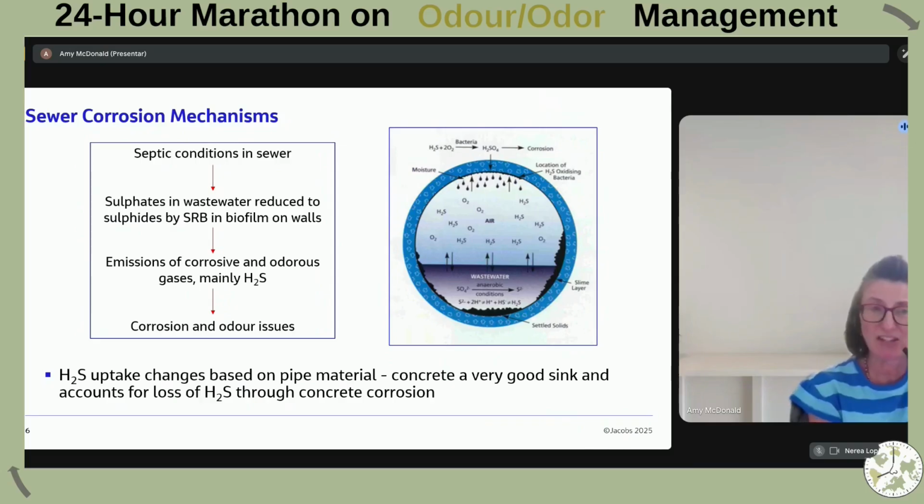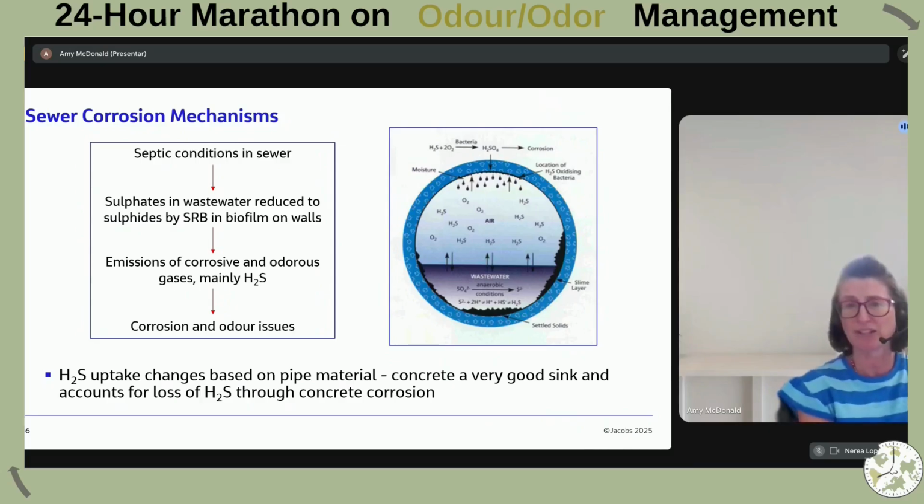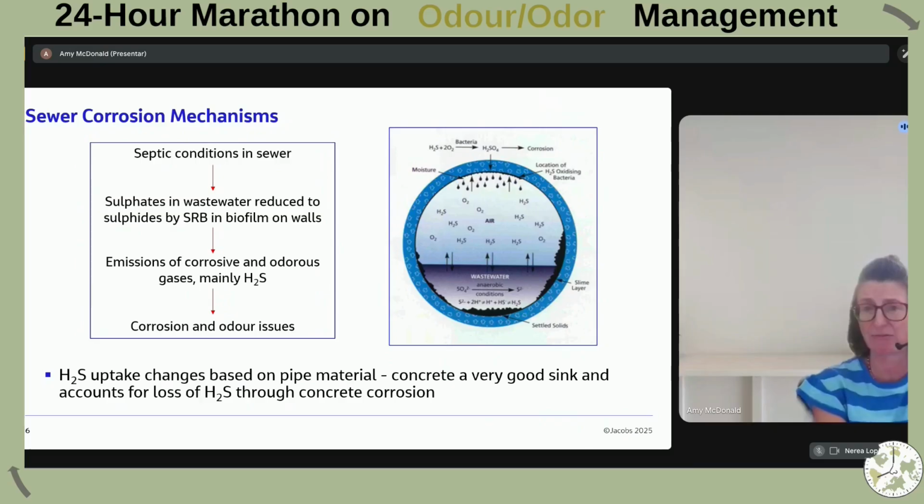It's important to note that the H2S uptake changes based on pipe material. Concrete's a very good sink and accounts for loss of H2S from the headspace through concrete corrosion. Conversely, in plastic lined sewers, there's no H2S uptake, and the H2S moves along the sewer till it's either released or taken up by downstream concrete. So the ability to model sulfide corrosion in gravity sewers and understand where this will occur is a key factor in the long-term asset management of sewers for water utilities.